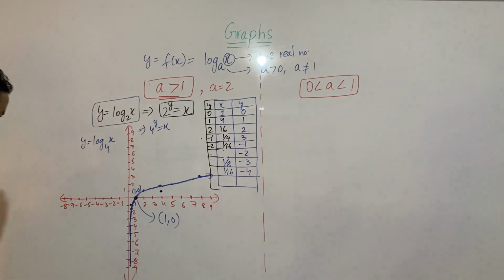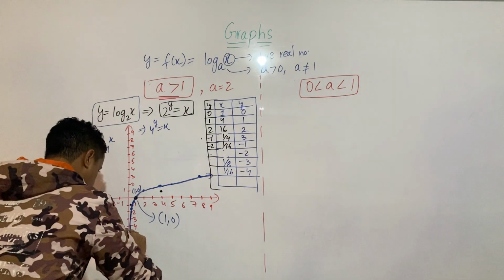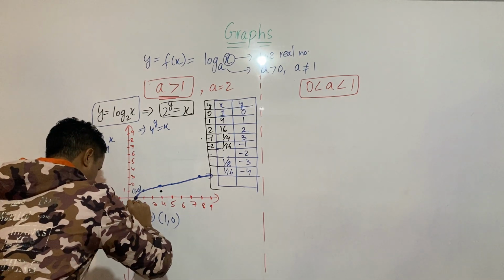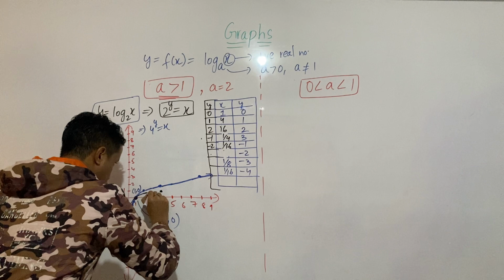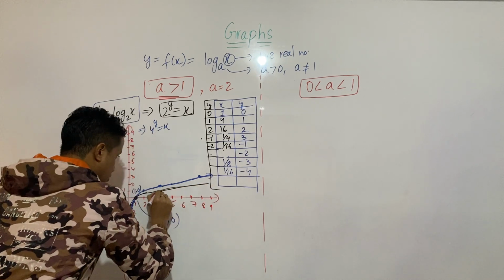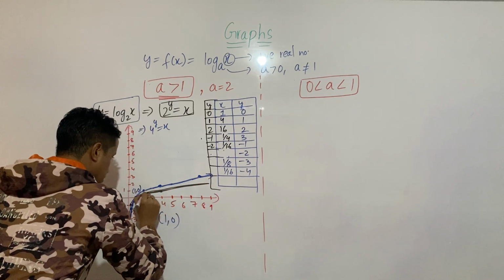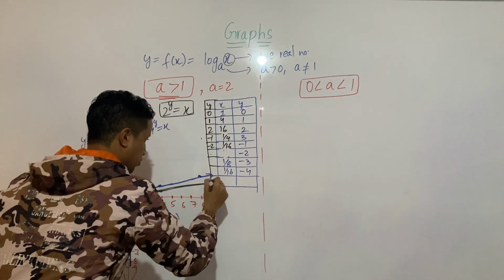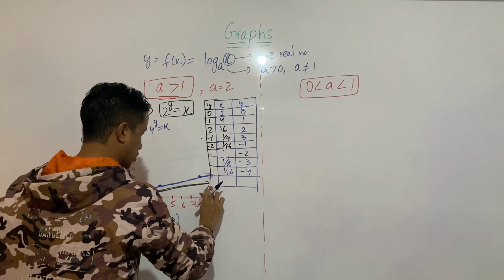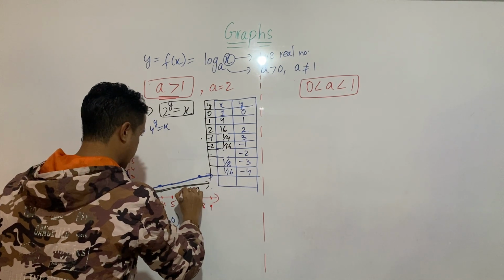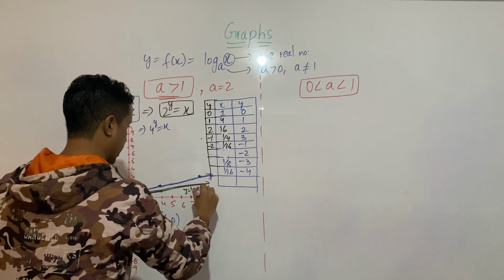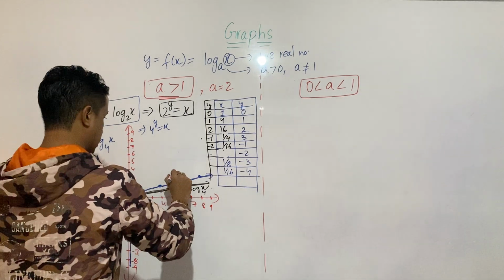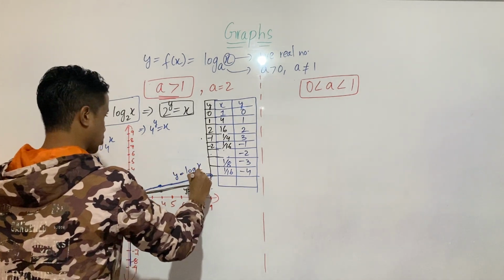Okay, so my graph is going to be something like this. The black one represents the graph of y equals log x to the base 4, and the blue one is y equals log x to the base 2.